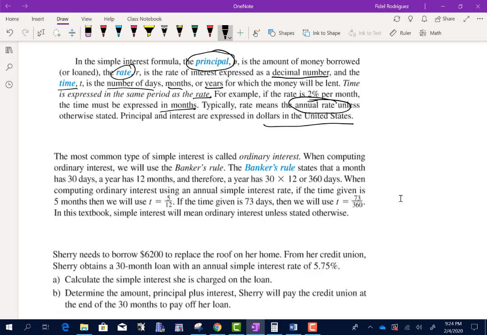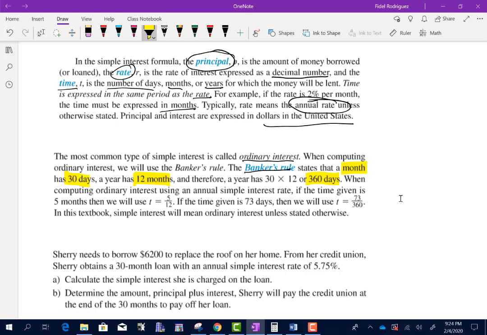Okay, so next piece here. The most common type of simple interest is called ordinary interest. We're going to use something called the banker's rule. Okay, so guys, the banker's rule basically refers to our time. So in terms of the time, unless it's a year, if they're giving you a month, we're going to say a month has 30 days, a year has 12 months, and if we're doing this in days, it's going to be 360 days, okay?